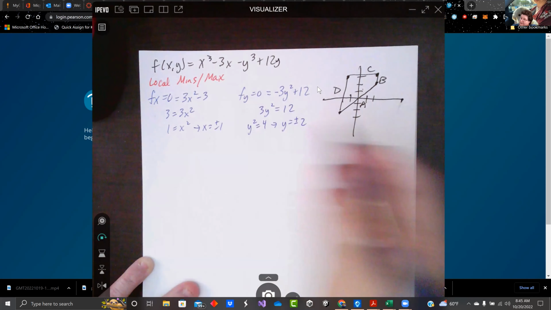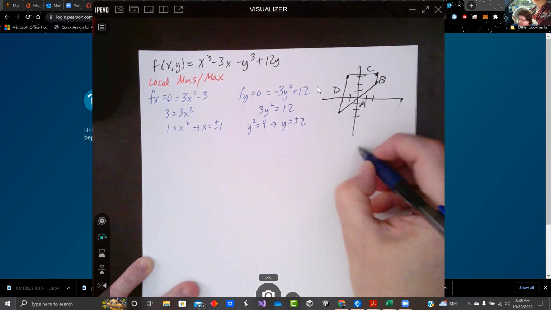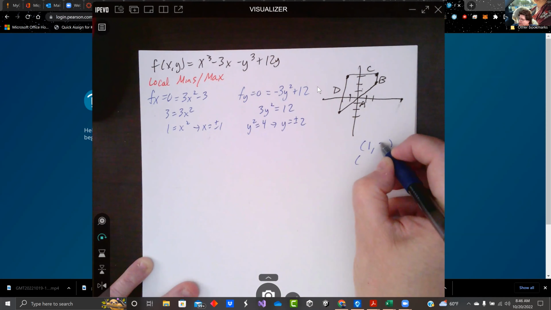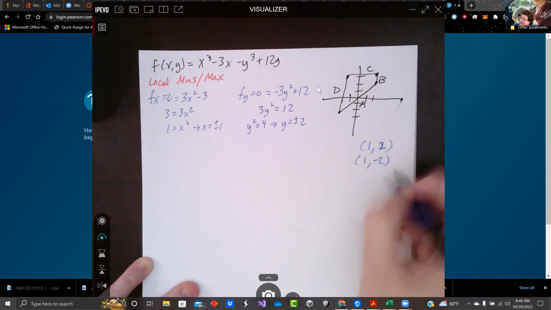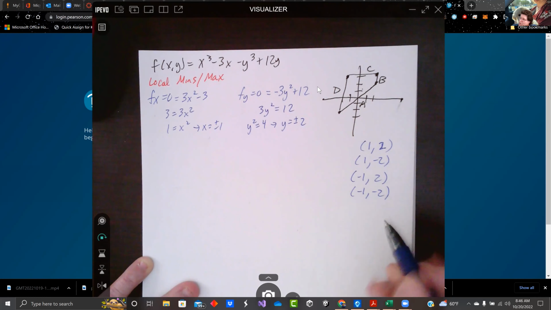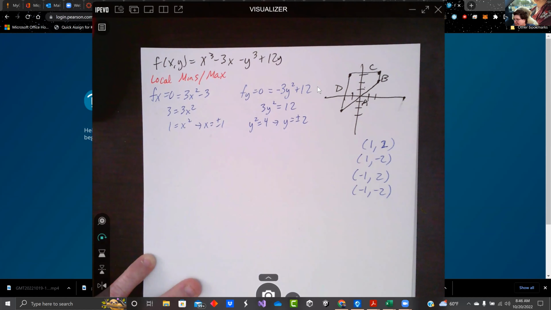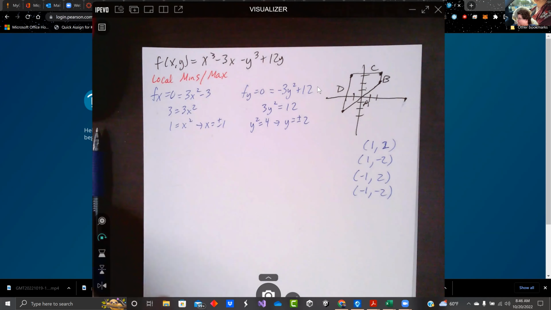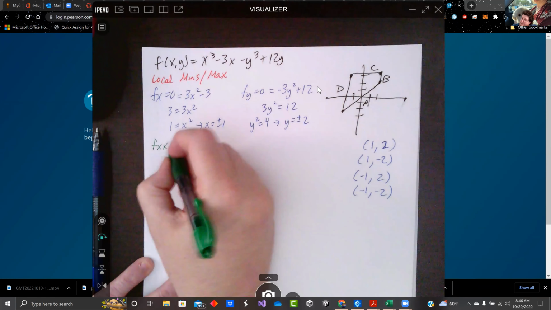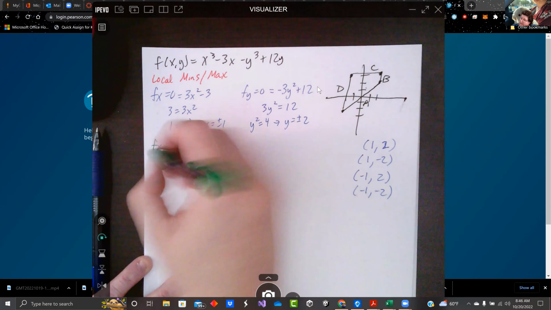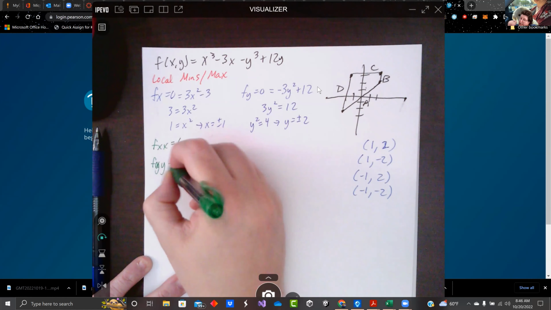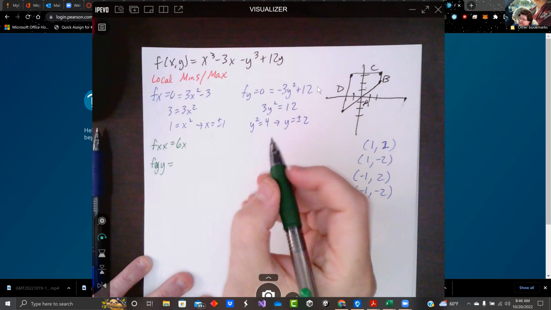So we've got (1, 2), (1, -2), (-1, 2), and (-1, -2). Those will be either saddle points, local maxes, or local mins. Let's figure out which. So fxx is 6x. fxy is 0, and fyy is -6y.